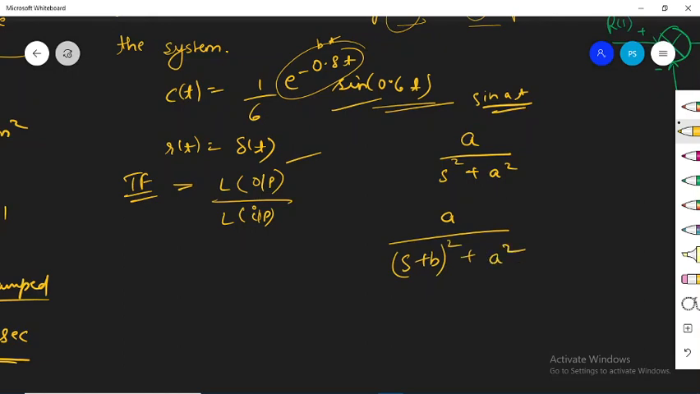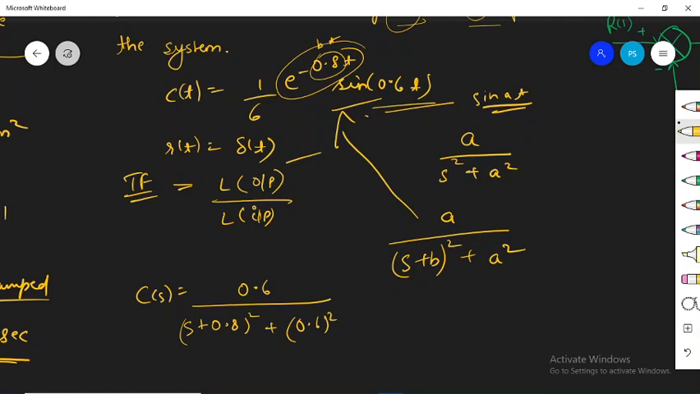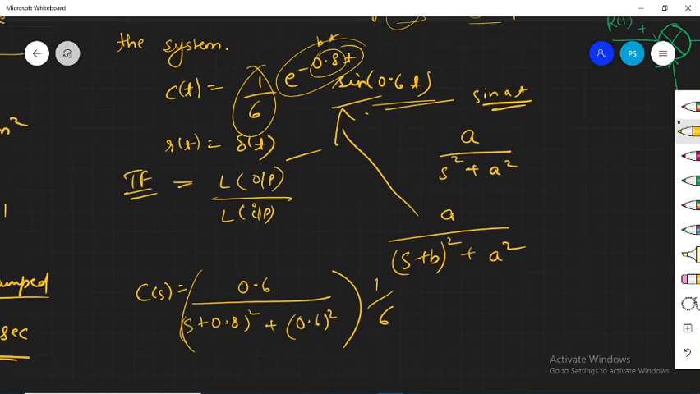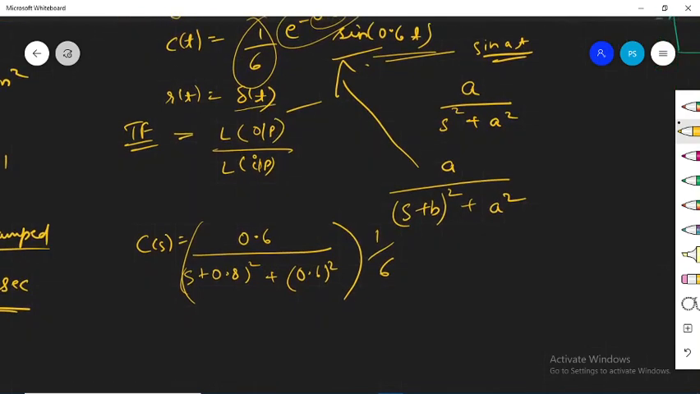So just applying this over here, C(s) will become equal to a, meaning 0.6, divided by (s plus 0.8) the whole square plus 0.6 the whole square, multiplied by 1/6. 1/6 is some constant that is given in the question. So this is the value of C(s). Laplace transform of delta(t) is 1. If you take the Laplace transform of delta(t), that's going to be 1.